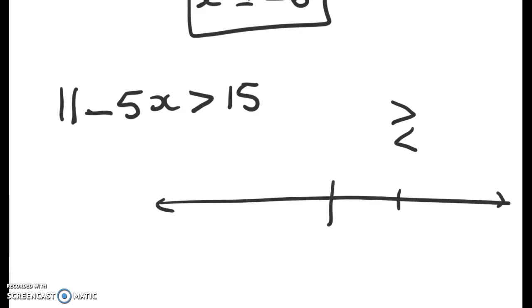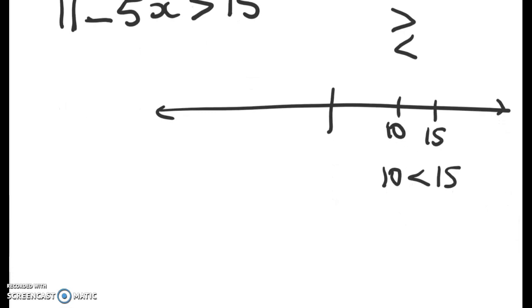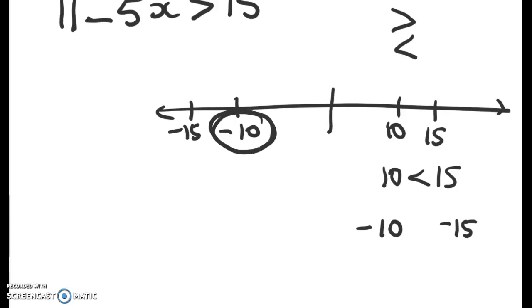and think about the numbers 10 and 15. So we can say that 10 is less than 15. Now I want you to think about multiplying both of those numbers by negative 1. So the two numbers we've now got would become negative 10 and negative 15. We can mark them on a number line. This is negative 10 and this is negative 15. Which one's bigger? Well, negative 10's bigger. It's higher up the scale.